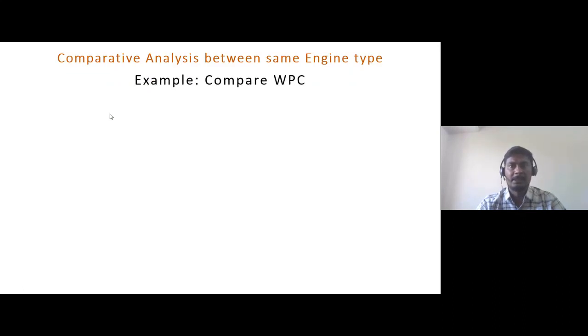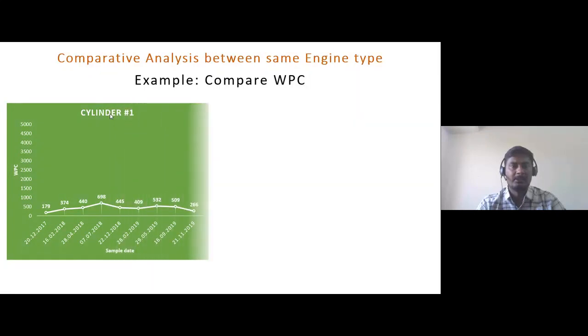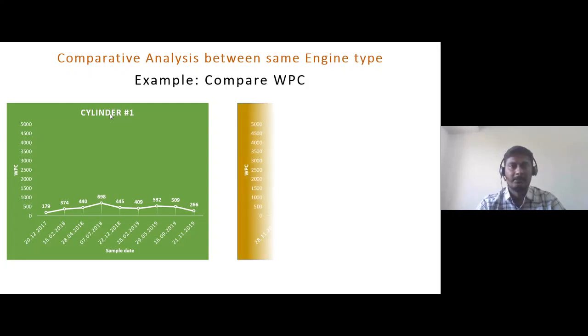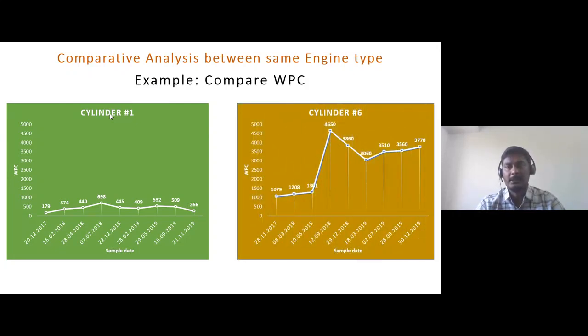Now compare WPC between engines of the same type. Here you can see cylinder one is in a very normal range, 176, 98. It goes gradually up and down, but it does not increase. But cylinder unit 6, on the same engine, has some feed rate issues, so in 2018 it increased. After that we set up the feed rates and cleaned things, and it decreased a little. So we need to maintain this for a better WPC.